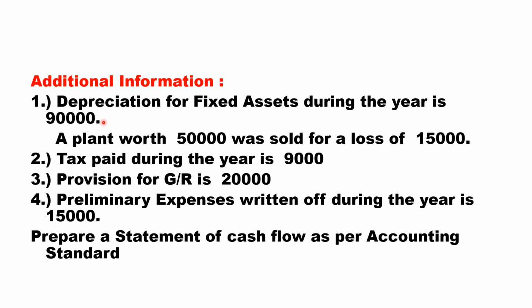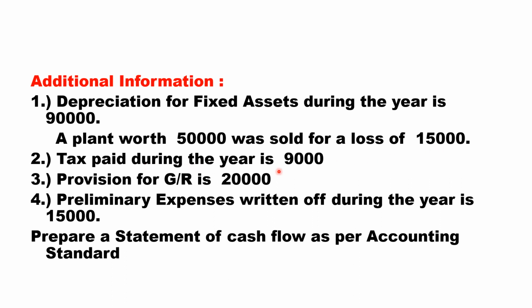Plant worth rupees 50,000 was sold for a loss of 15,000. Then for how much did you sell? 35,000. How? 50,000 is the original value. Deduct the loss 15,000, then you should have sold at 35,000. So 35,000 is called sale value. It will come in plant account and investing activity. Loss 15,000 will come in plant account and OA. It's called loss on sale of plant.